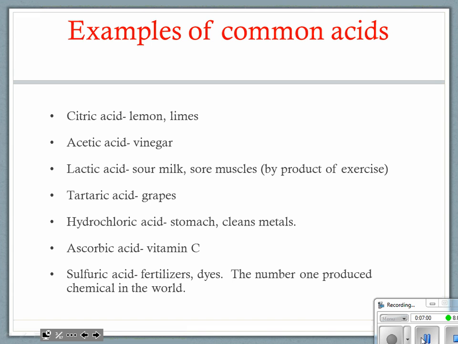Tartaric acid is in grapes. Hydrochloric acid is the acid that's involved in your stomach. Ascorbic acid is in vitamin C. And finally, one of the most important, sulfuric acid. It's in fertilizers and dyes. It's one of the number one produced chemicals in the world. So those are just some common acids. You don't need to write all of them down. Just get a couple examples.